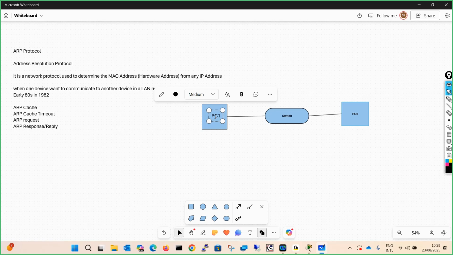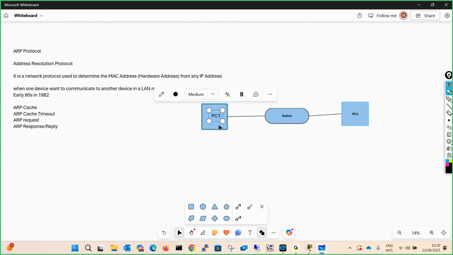Now, there is another term called ARP cache timeout. So, what is ARP cache timeout? Let's say, for example, a communication was established and PC1 has learned the PC2 MAC address. Now it is a dynamic entry, and since it is a dynamic entry, definitely it is going to have a specific time interval, and then that entry will be flushed out. So the duration for which a device will store this mapping between the IP address and MAC address is nothing but the ARP cache timeout.